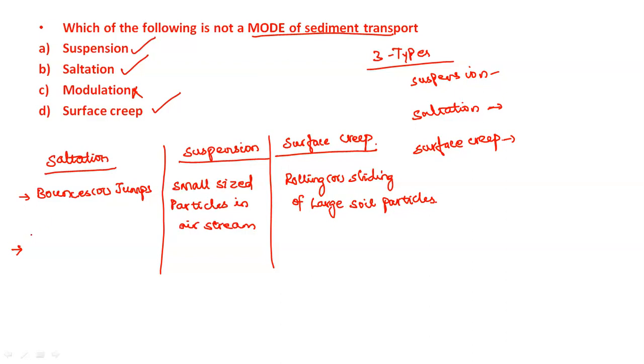In saltation, particle sizes varying from 0.05 to 0.5 mm can be moved in this manner. In suspension, less than 0.05 mm can be moved, that is fine dust particles. In surface creep the particle size ranges from 0.5 to 2 millimeters. So this is an important table. So these are the modes of sediment transport. Here in the question, what is not a mode of sediment transport is modulation.